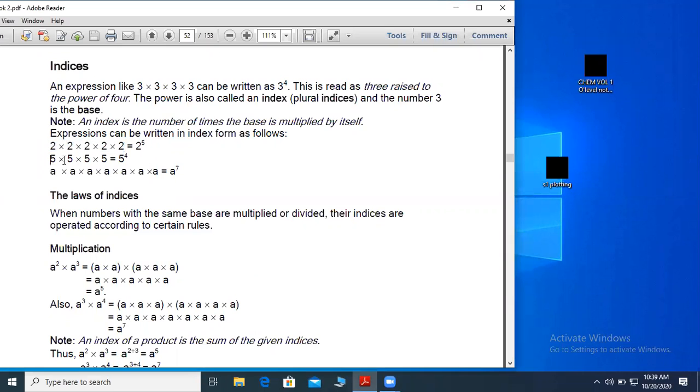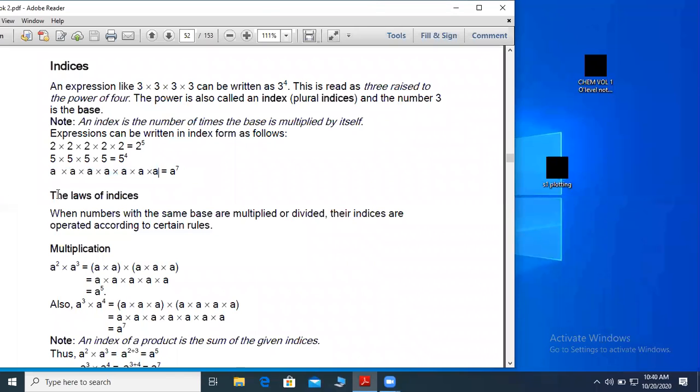Then 5 times 5 times 5 times 5. 5 is multiplied by itself 4 times. So the index is going to be 5 to power 4. Then a times a, multiplied by itself 7 times. So in index form, it will be a to power 7. I think you have no problem with that.